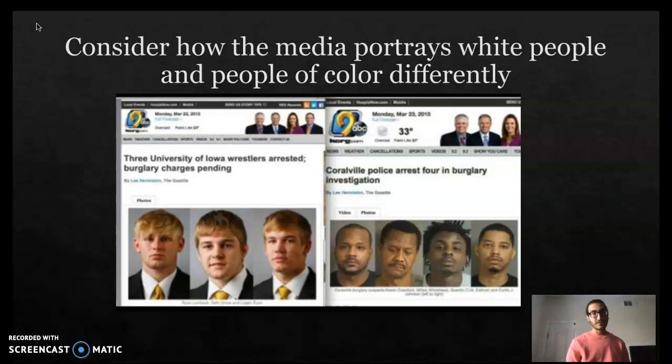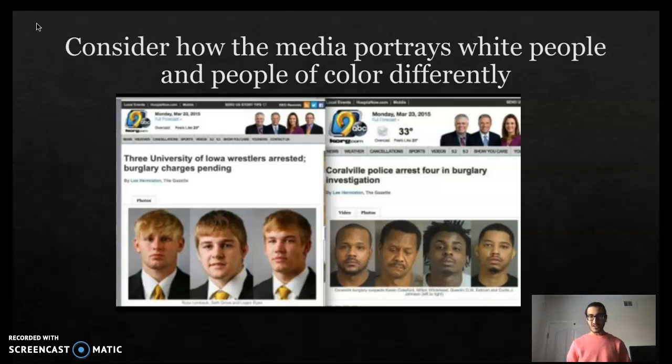So for example, this left image, the headline reads, 3 University of Iowa wrestlers arrested, burglary charges pending. The image on the right says, Coralville police arrest 4 in burglary investigation, all right? Look at how the images of these men are different, right? Look at this. When it's 3 white men, we're emphasizing their prestige, their educational status, right? Emphasizing that they're college students. We're emphasizing the prestige that's associated with being a student athlete.